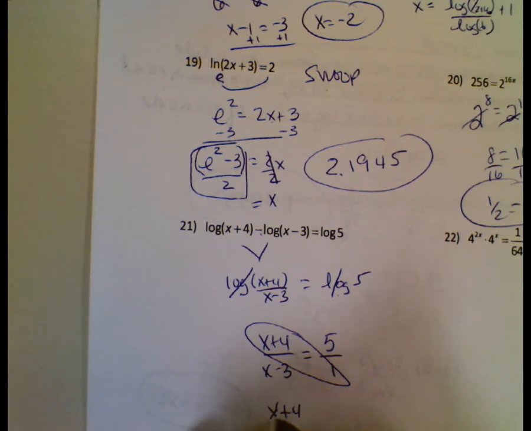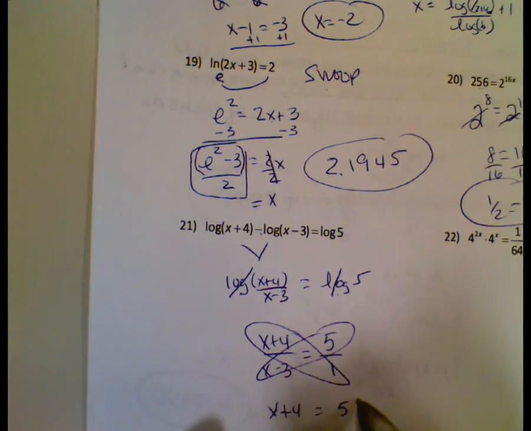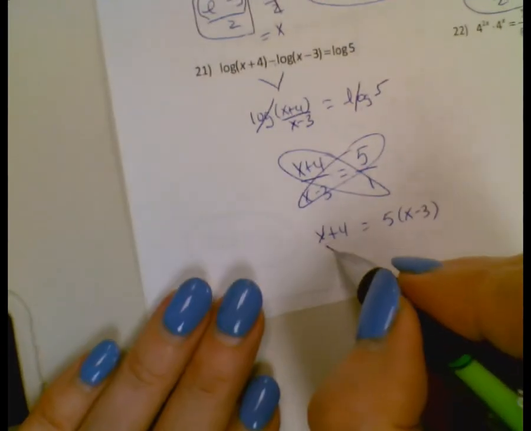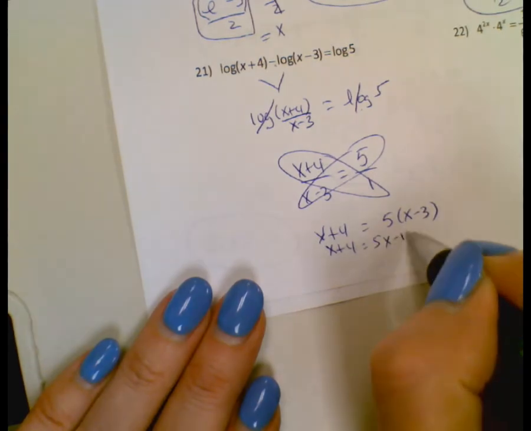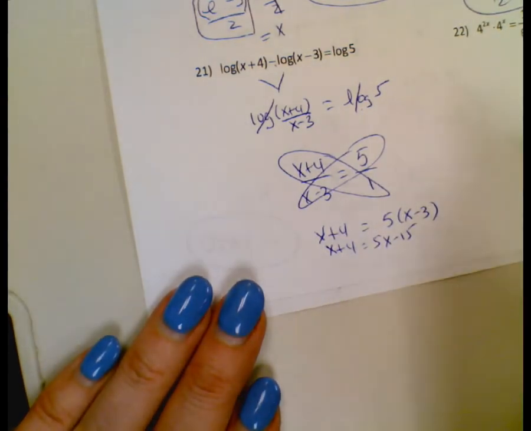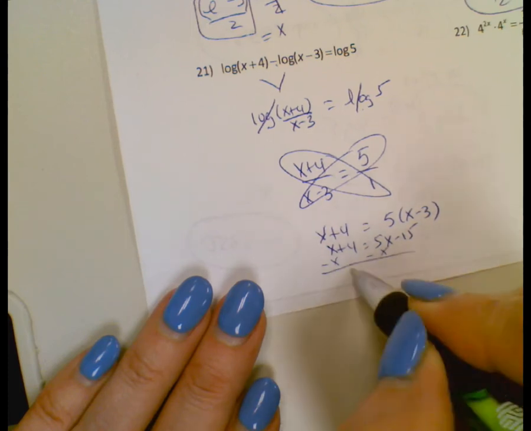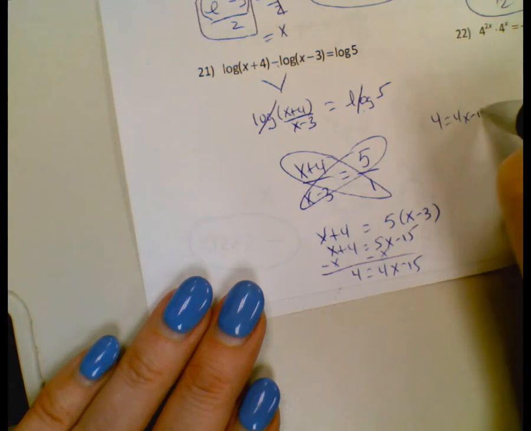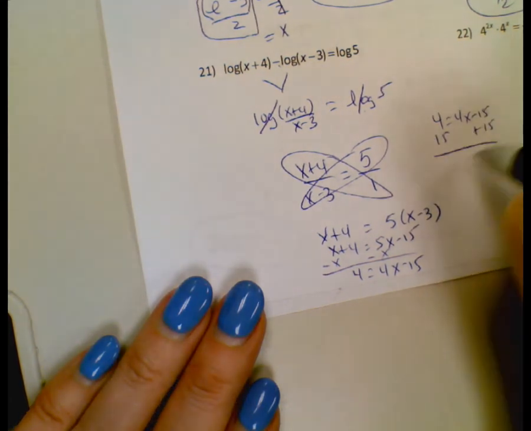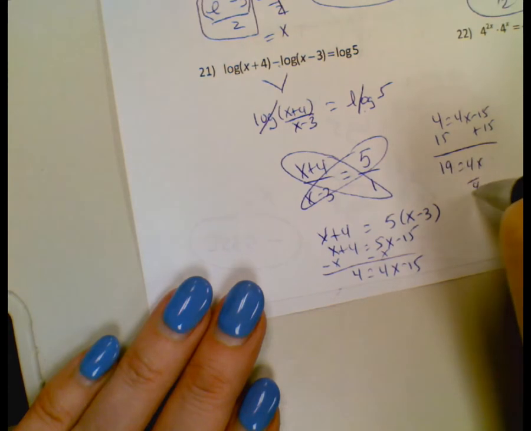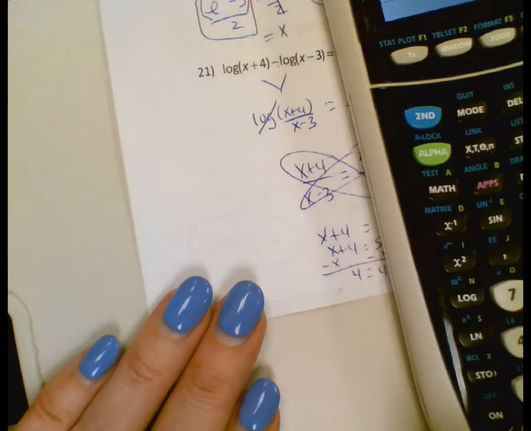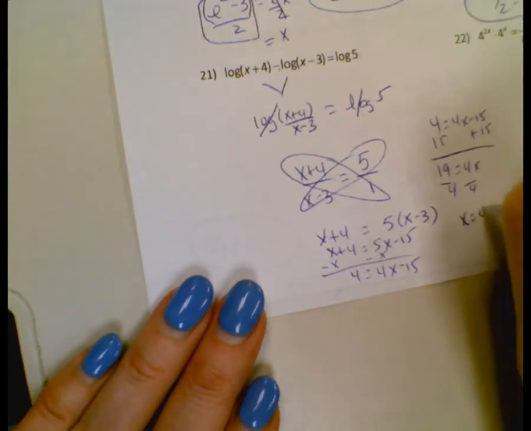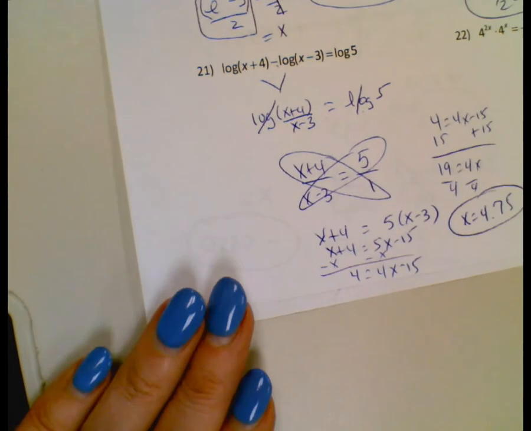So you have x plus 4 equals 5 times x minus 3. So x plus 4 equals 5x minus 15. Let's get our x's on the same side. 4 equals 4x minus 15. Add 15 to both sides. And divide by 4. So 19/4 or 4.75. We'll go with 4.75 for your answer.